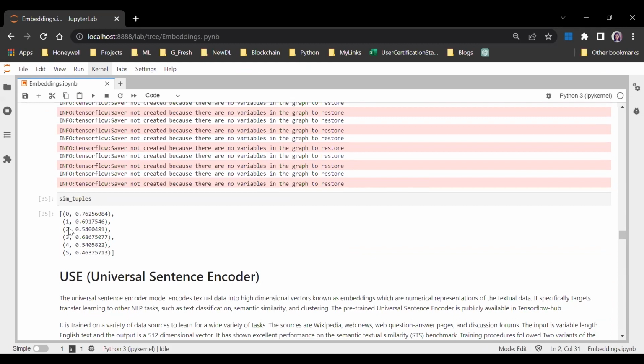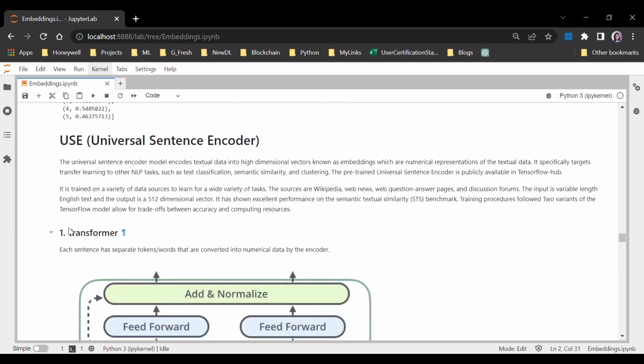Next, we have USE, or Universal Sentence Encoder. Now, it is one of the well-performing sentence embedding techniques so far. And the most interesting part is that this encoder is based on 2 encoder models, and we can use either of the 2. One of them is the transformer architecture, which is the state-of-the-art model for any NLP use cases. And the other is the deep averaging network. Both of these models are capable of taking a word or a sentence as input and generating embeddings for the same.